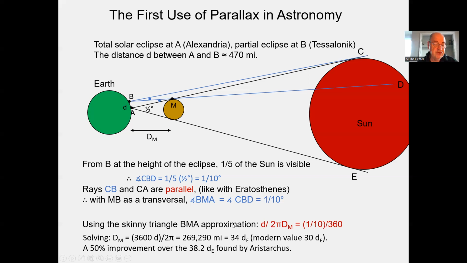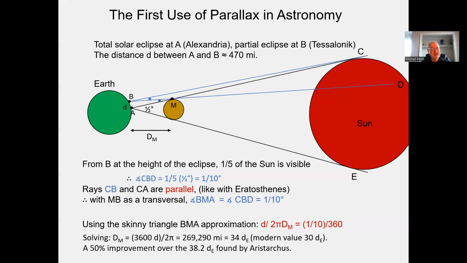He first of all calculates a distance, but he can turn that into distances in diameters of the Earth, because he has the Earth from Aristarchus, and he sees that the distance to the moon is 34 Earth diameters by his little calculation. We know that the modern value is about 30.